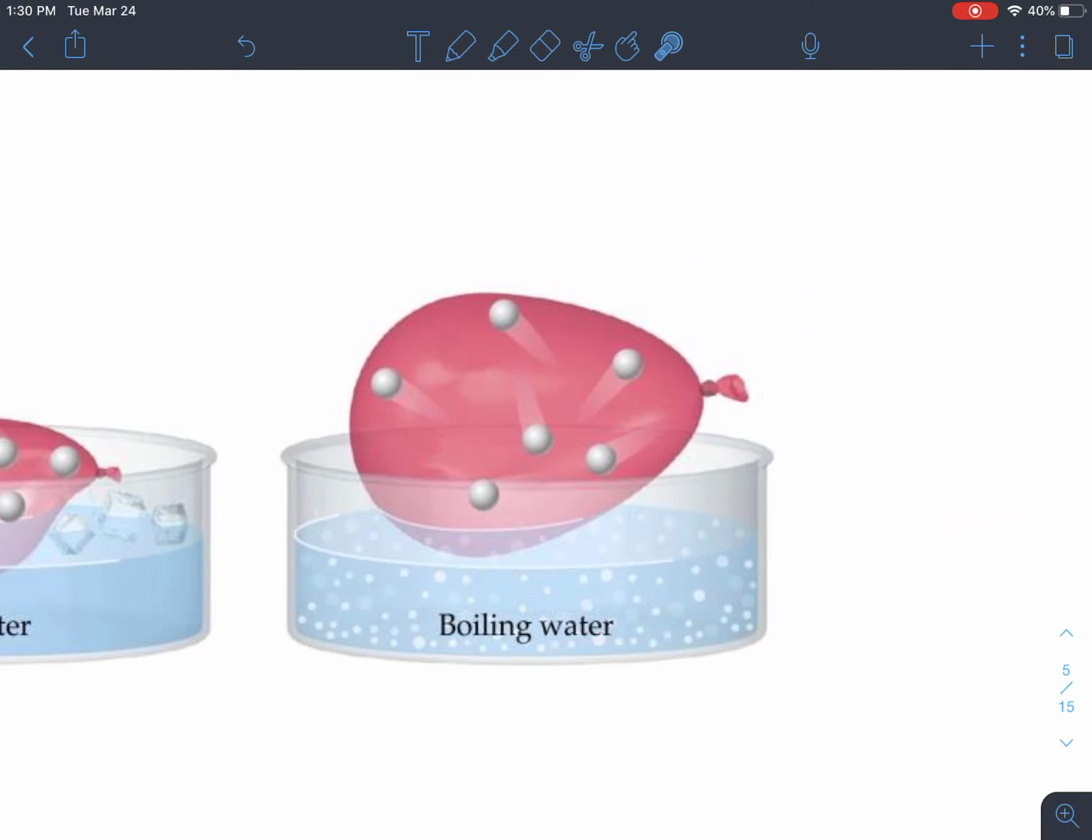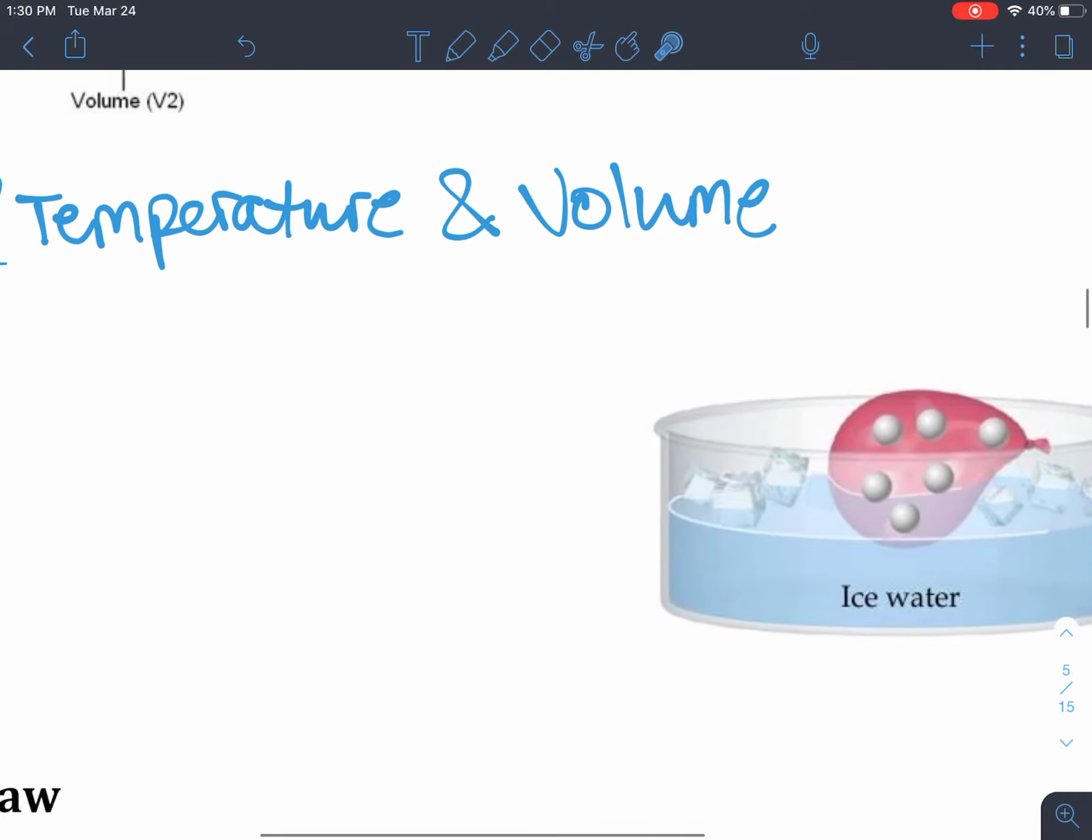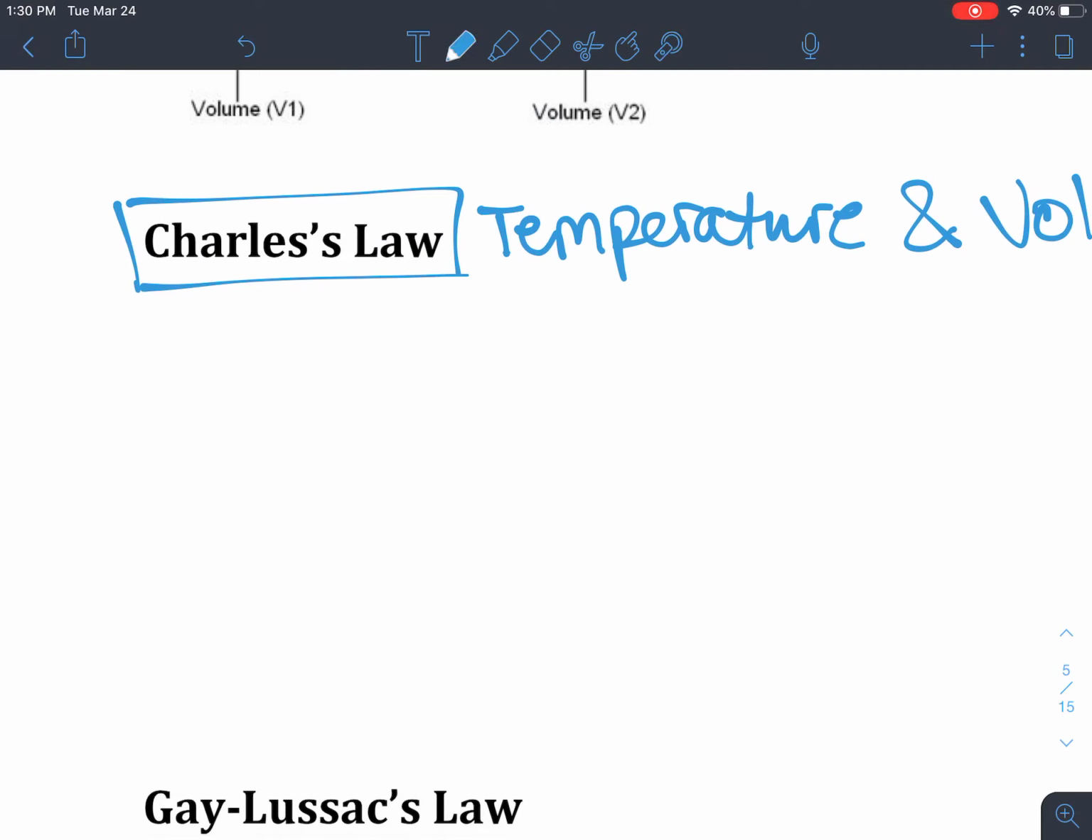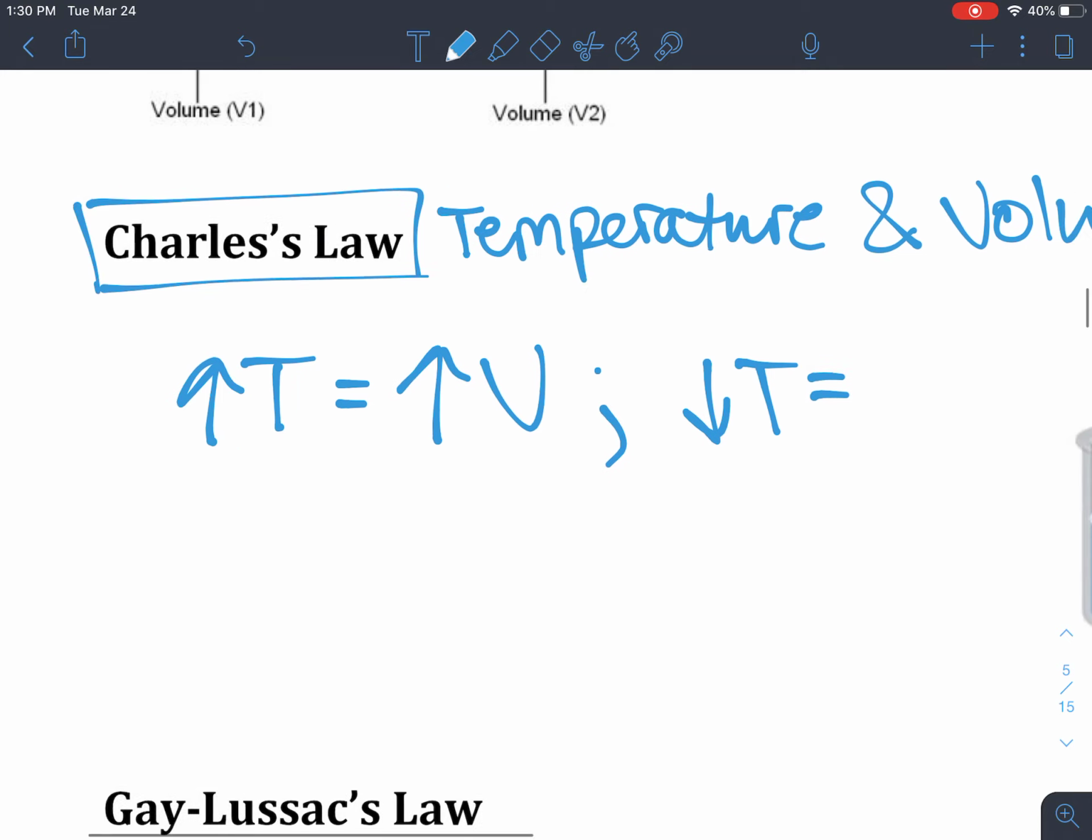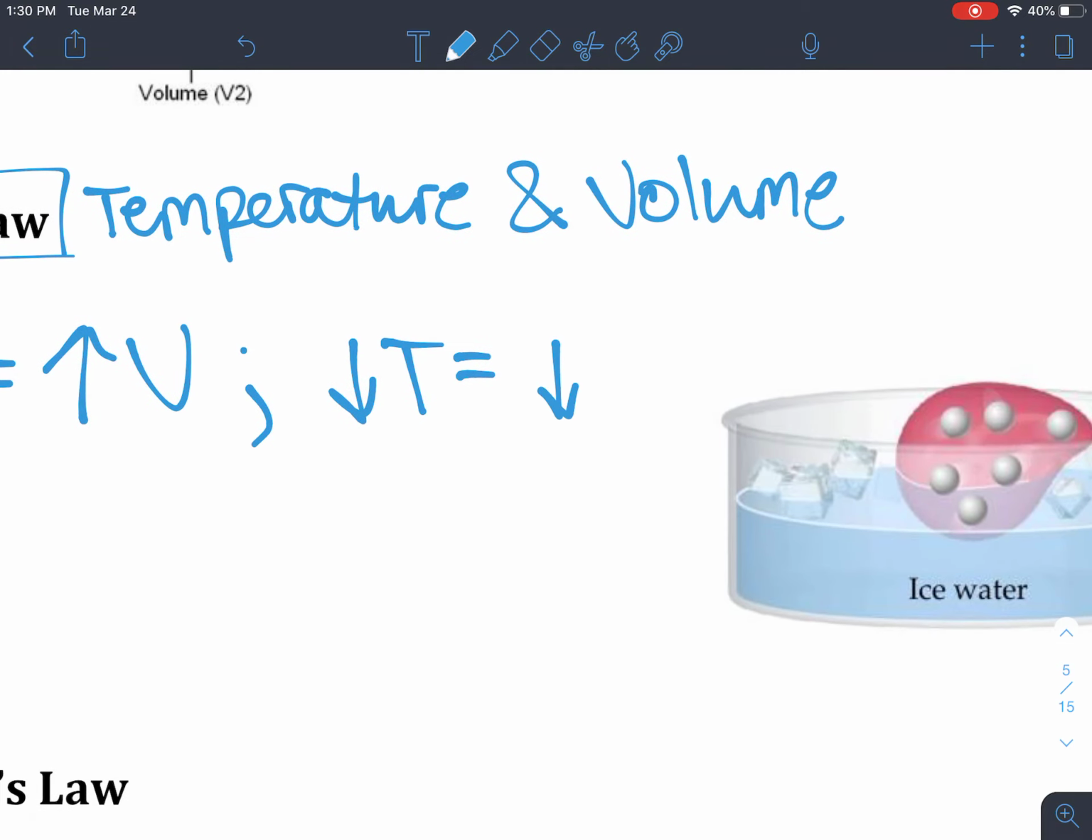If you take a look at the boiling water one, as that balloon is being heated up, the gas within it, those gas particles are moving a lot faster and they're taking up a lot more space, so the volume increases. So over here, the relationship is as we increase the temperature of a gas, there's an increase in its volume. If you decrease the temperature of a gas, its volume will also decrease.